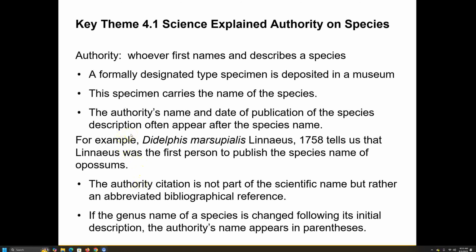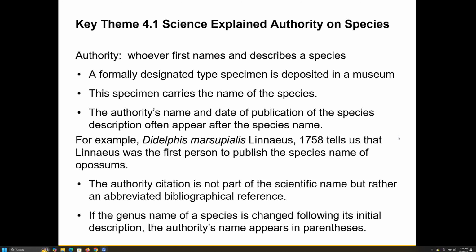So the authority's name and date of publication is often used when these things are talked about in papers. You'll still see Linnaeus because he named a lot of things, so you'll see his name and years in the 1700s pop up quite frequently. The authority citation is not part of the scientific name. It's used bibliographically.